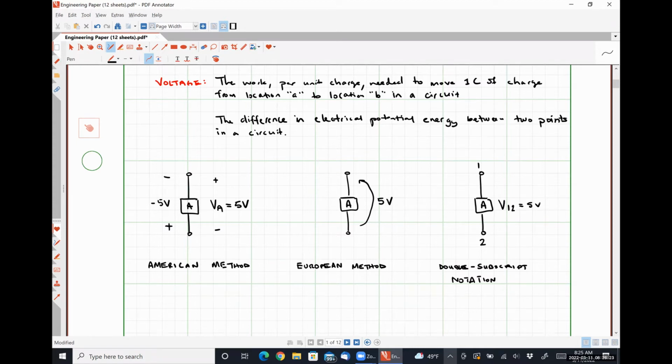The first character in the subscript refers to the positive polarity terminal, and the second character in the subscript refers to the negative polarity terminal. So V12 would be 5 volts, V21 would then be negative 5 volts. So effectively changing the polarity means changing the order of the subscripts.